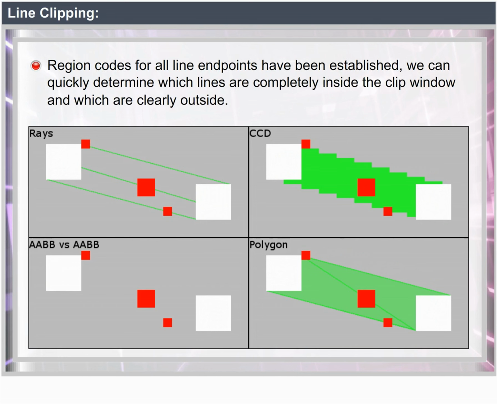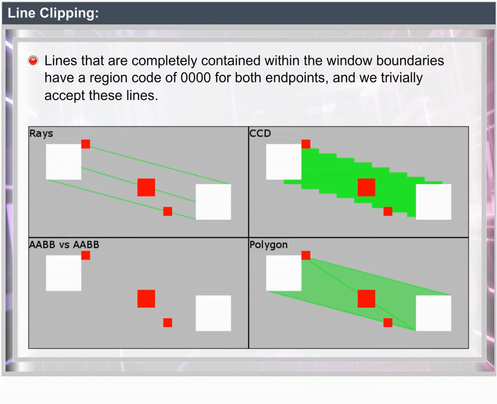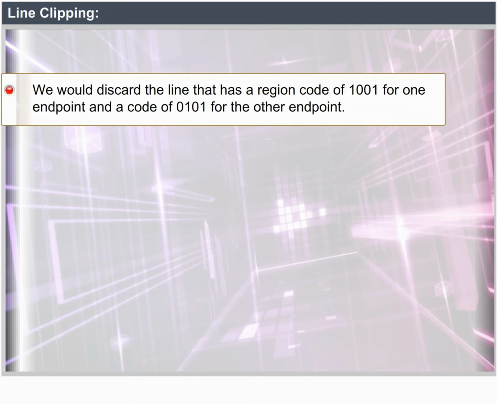Once we have established region codes for all line endpoints, we can quickly determine which lines are completely inside the clip window and which are clearly outside. Any lines that are completely contained within the window boundaries have a region code of 0, 0, 0, 0 for both endpoints, and we trivially accept these lines. Any lines that have a 1 in the same bit position in the region codes for each endpoint are completely outside the clipping rectangle, and we trivially reject these lines.